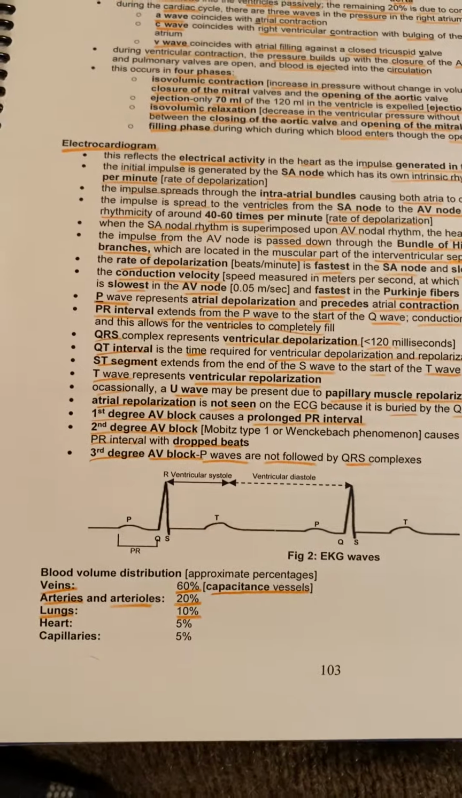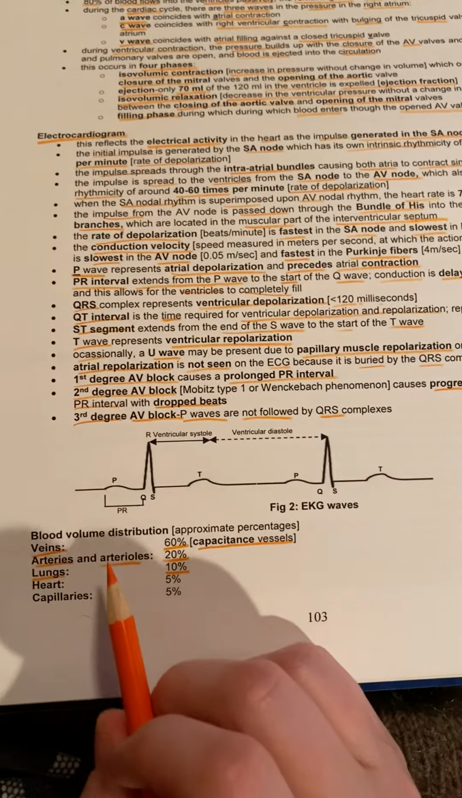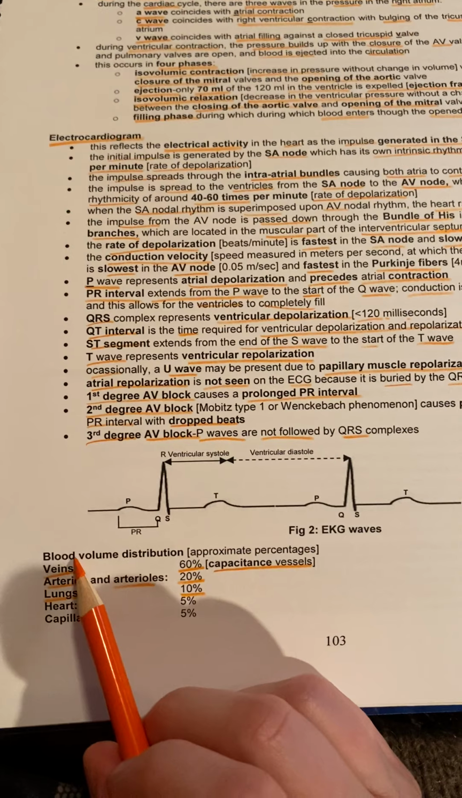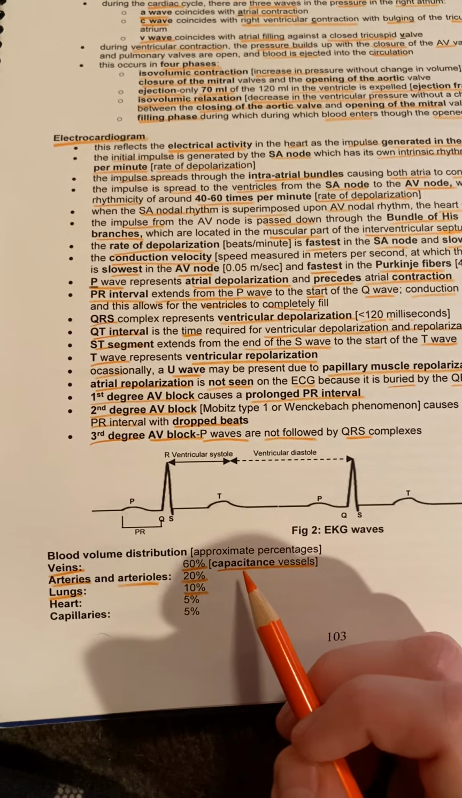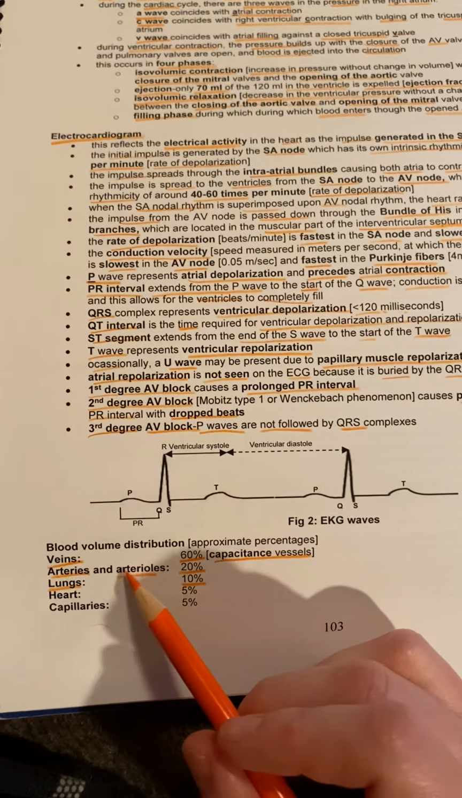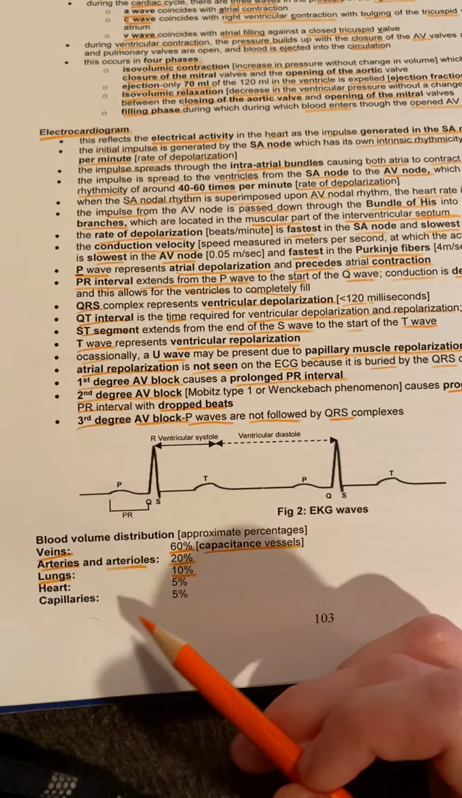And here we have this little chart. Blood volume distribution. Veins are 60%. They are the capacitance vessels. Arteries and arterioles are 20%. Lungs 10, heart 5, capillaries 5.